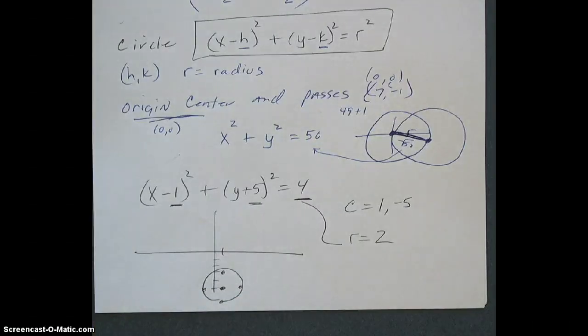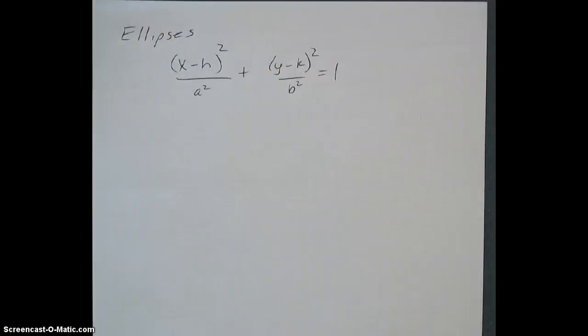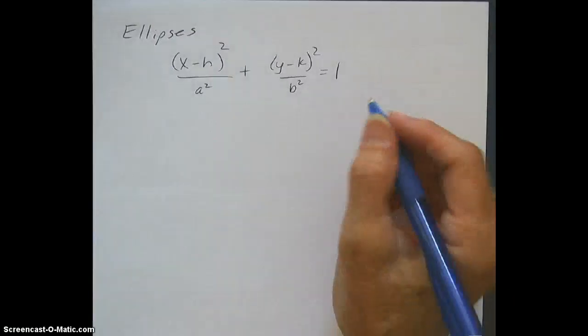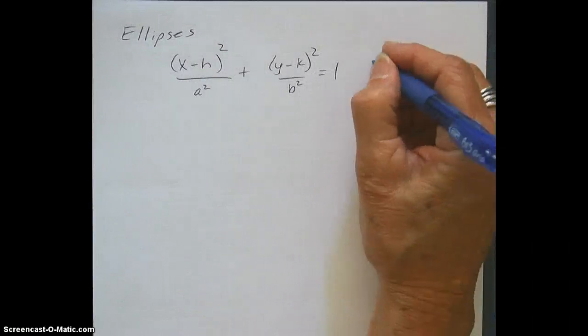So that starts off our conics. We'll get into ellipses and hyperbolas. Pause, make sure you're caught up. Next, I'll give you the standard form of an ellipse and then remind you how we graph these, how we get different equations. But this is the standard form.